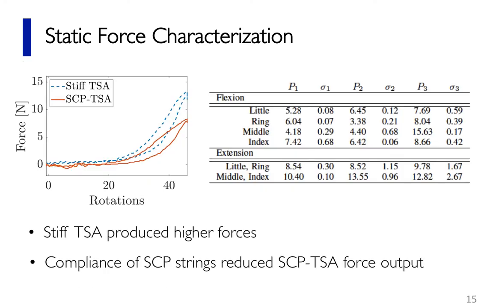The figure on the left shows that the stiff strings produce higher forces than SCP TSAs. Since the TSAs with stiff strings are used for resistance, higher forces were desired. The compliance of the SCP strings reduced the force output of the SCP TSAs. The summary of the results is shown in the table on the right. Sigma is the standard deviation computed from the 3 trials performed for each position.